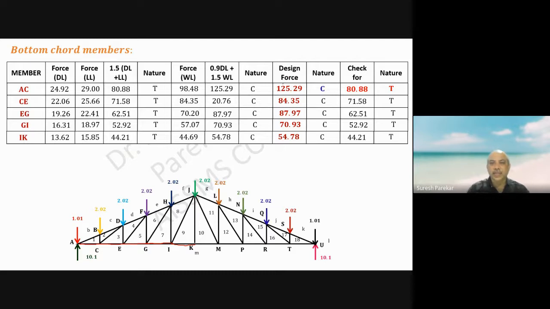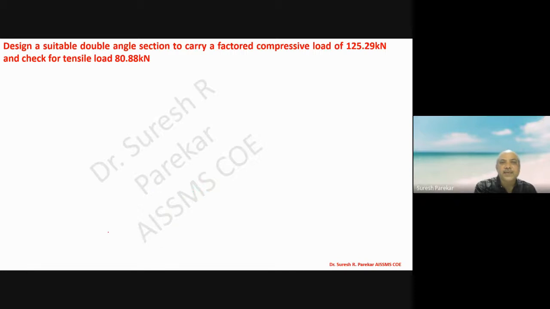So we have to design the member for 125.29 kilonewton compression and 80.88 kilonewton tension. Keep in mind that this is the bottom chord member, though we call it the main tie, that is for dead load and live load. Here we are going to design this bottom chord member for compression, and we have to check it for tension. Now the length is 1.6 meter, and we have seen 1.702 meters. So now we will design it for compression 125.29 kilonewton.